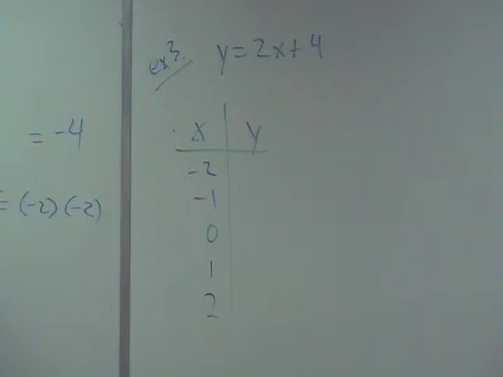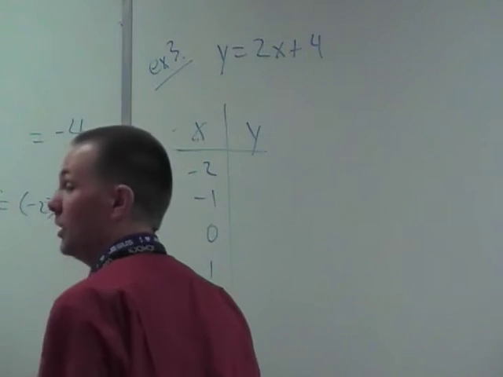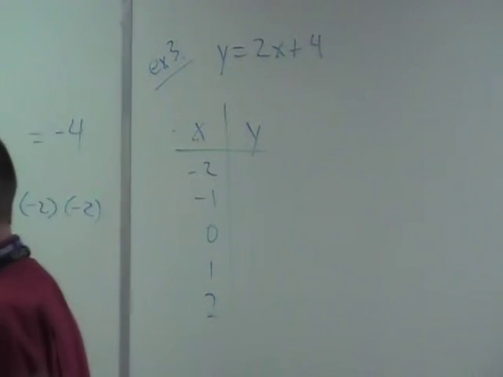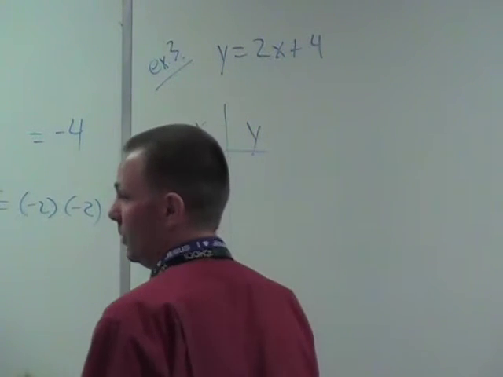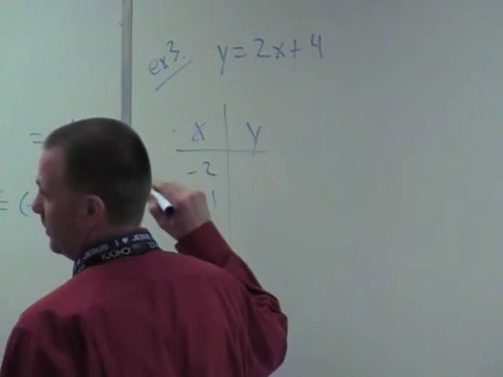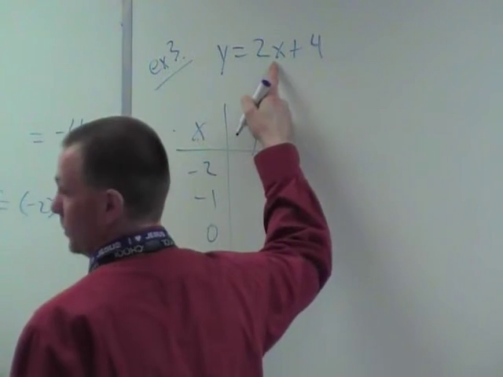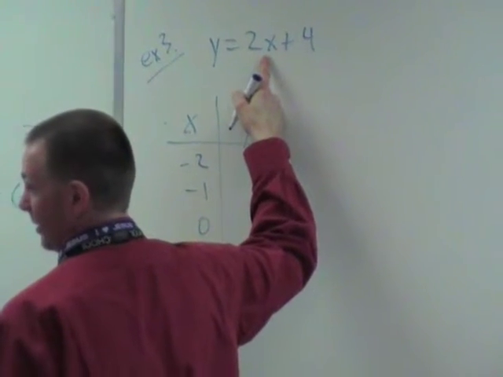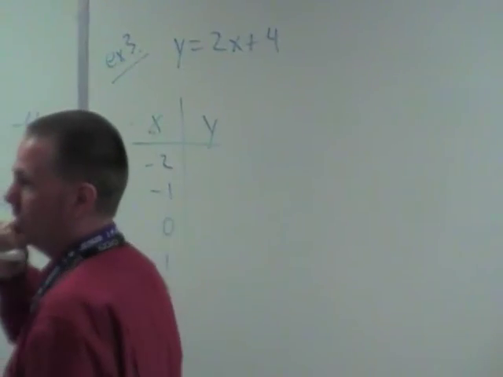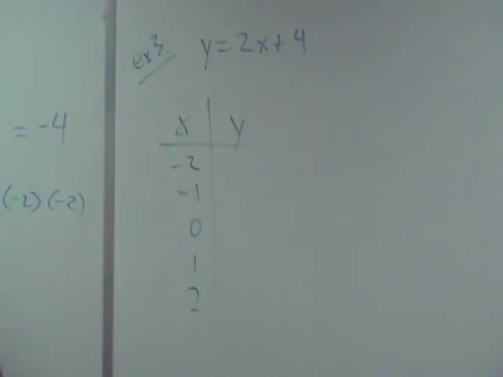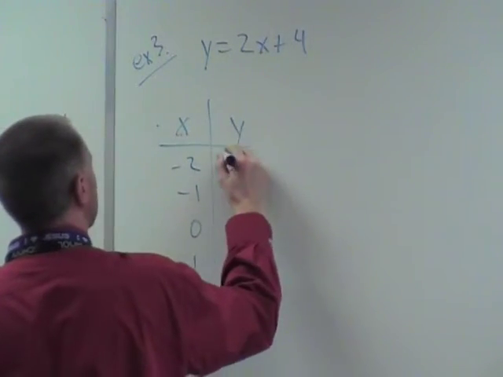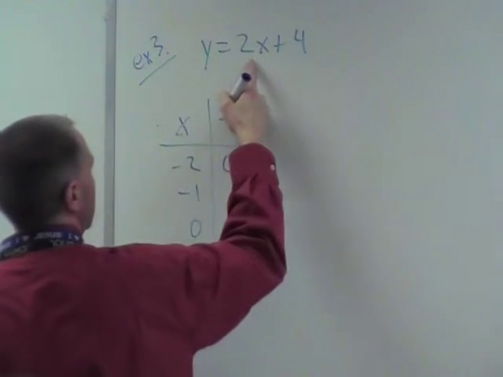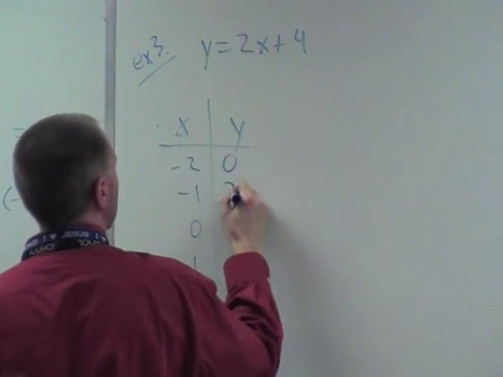2 times -2. Are you saying your answer after you add the 4 is 0? Yes, that's correct. I thought you meant 2 times -2 is 0. That's what I thought you were saying. 2 times -2 is what? -4. -4 plus 4 is 0. Okay, I see. Oh, I forgot that part.